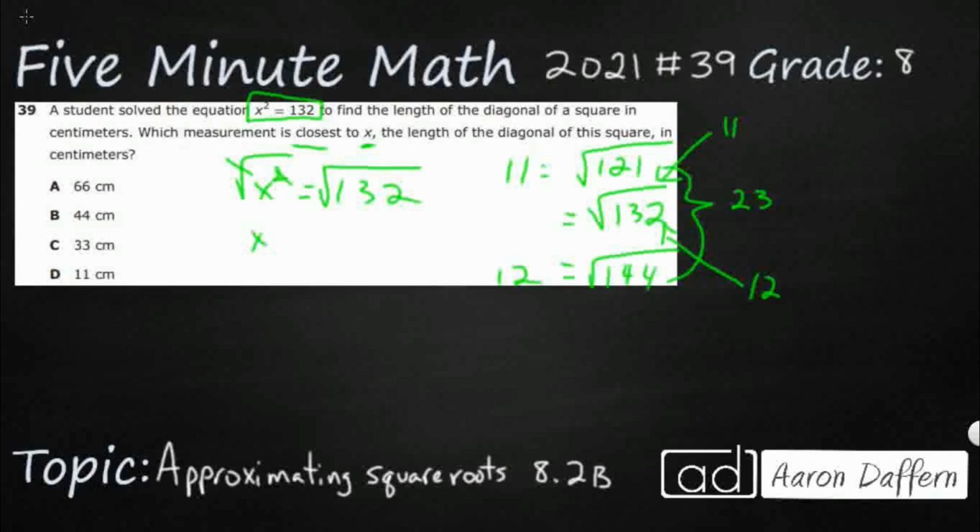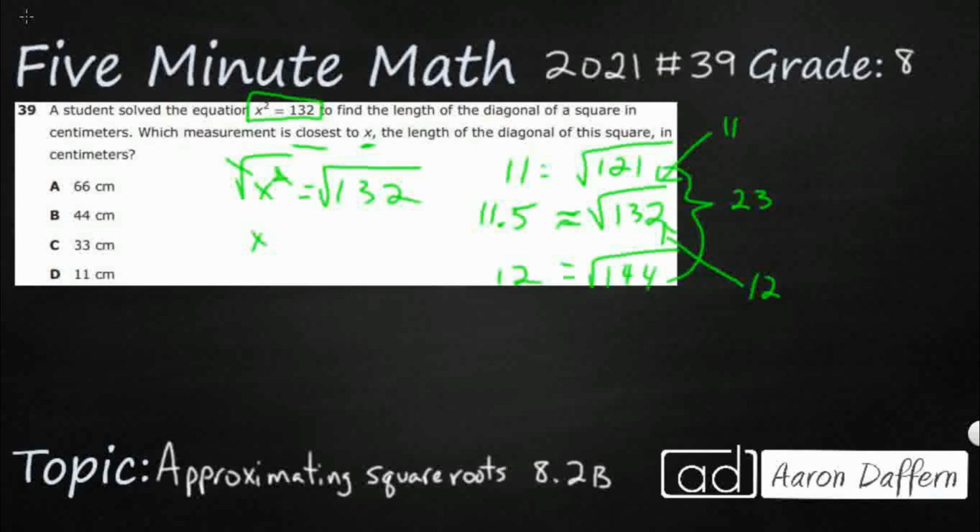I mean, 131.5 would have been exactly in the middle. So if that is right in the middle of 11 and 12, then I'm thinking it's going to be really close to, we could call it 11.45, but we don't have to be that technical because none of the answers have decimals. Let's just call it about 11.5.